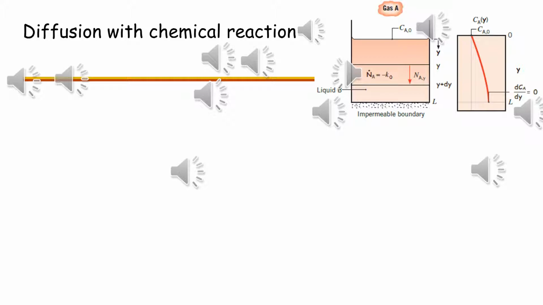At the bottom of the liquid, just above the impermeable boundary, there is no diffusion of the dissolved gas, hence dCA/dy will be zero as well, from Fick's law. Note that a gradient of the dissolved gas will always produce movement of the gas down the gradient.